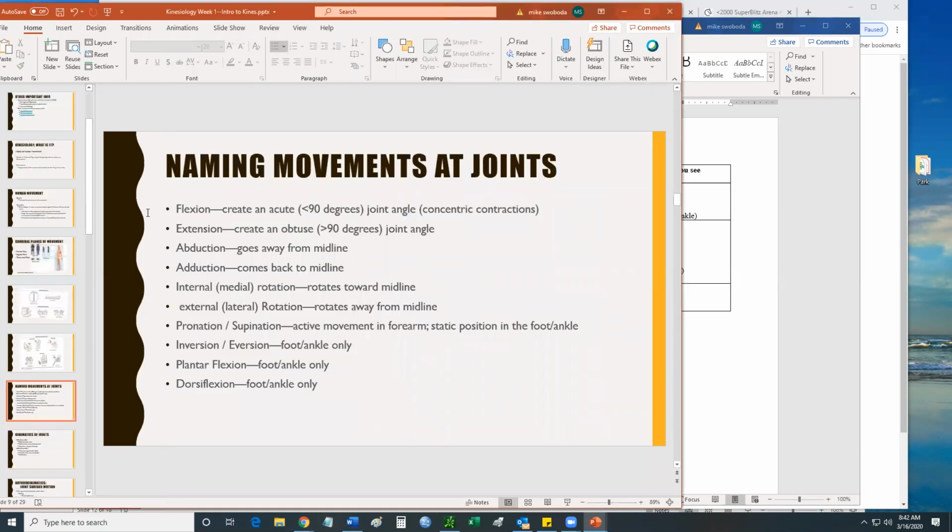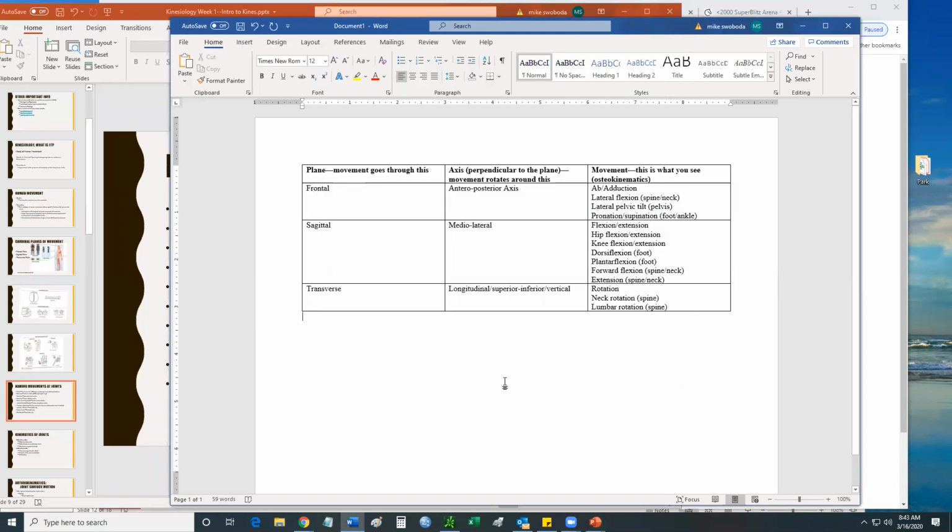And then here's what the movements do. We'll keep going over this as they come up. All right, so any questions on this movement stuff right here? No? Okay.